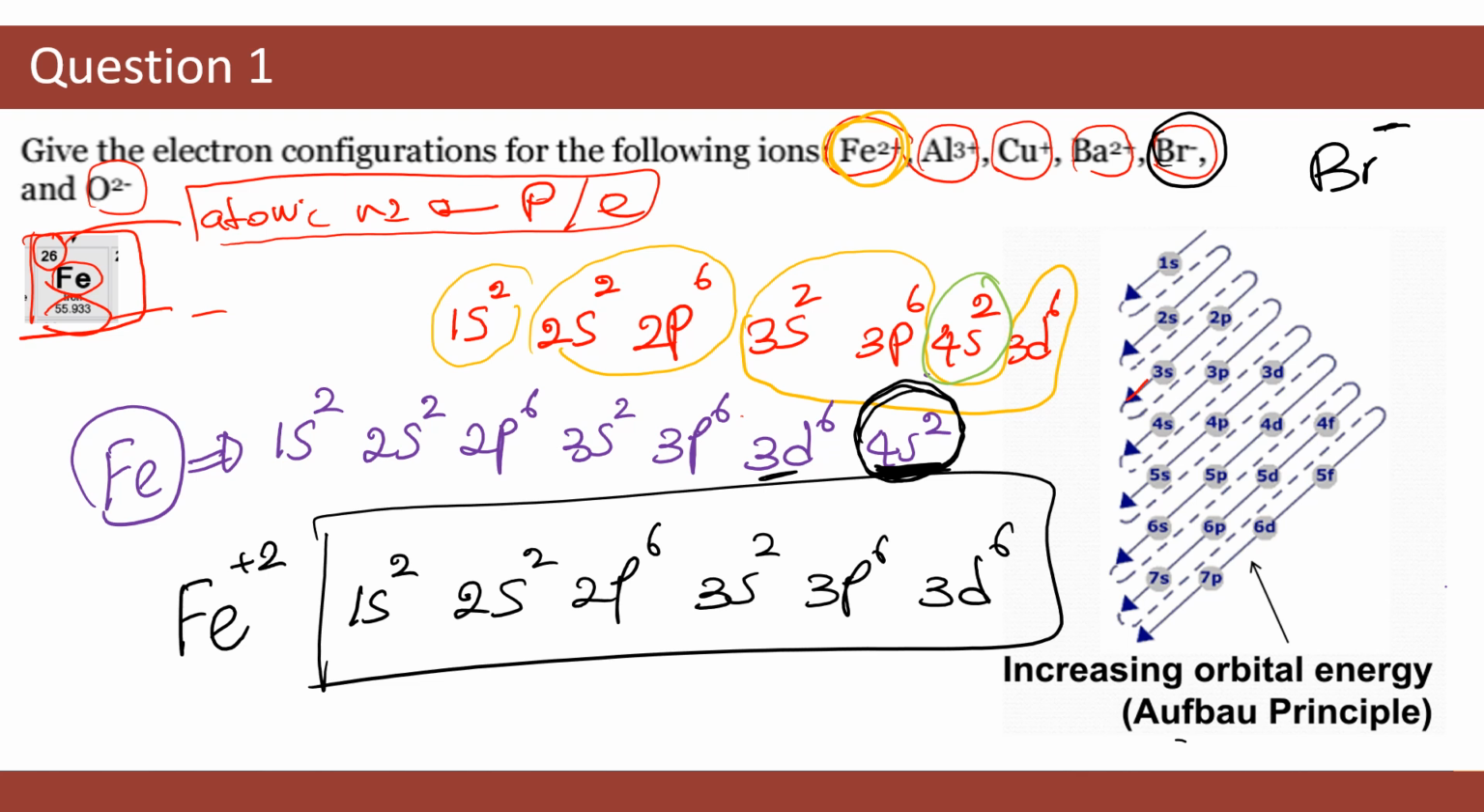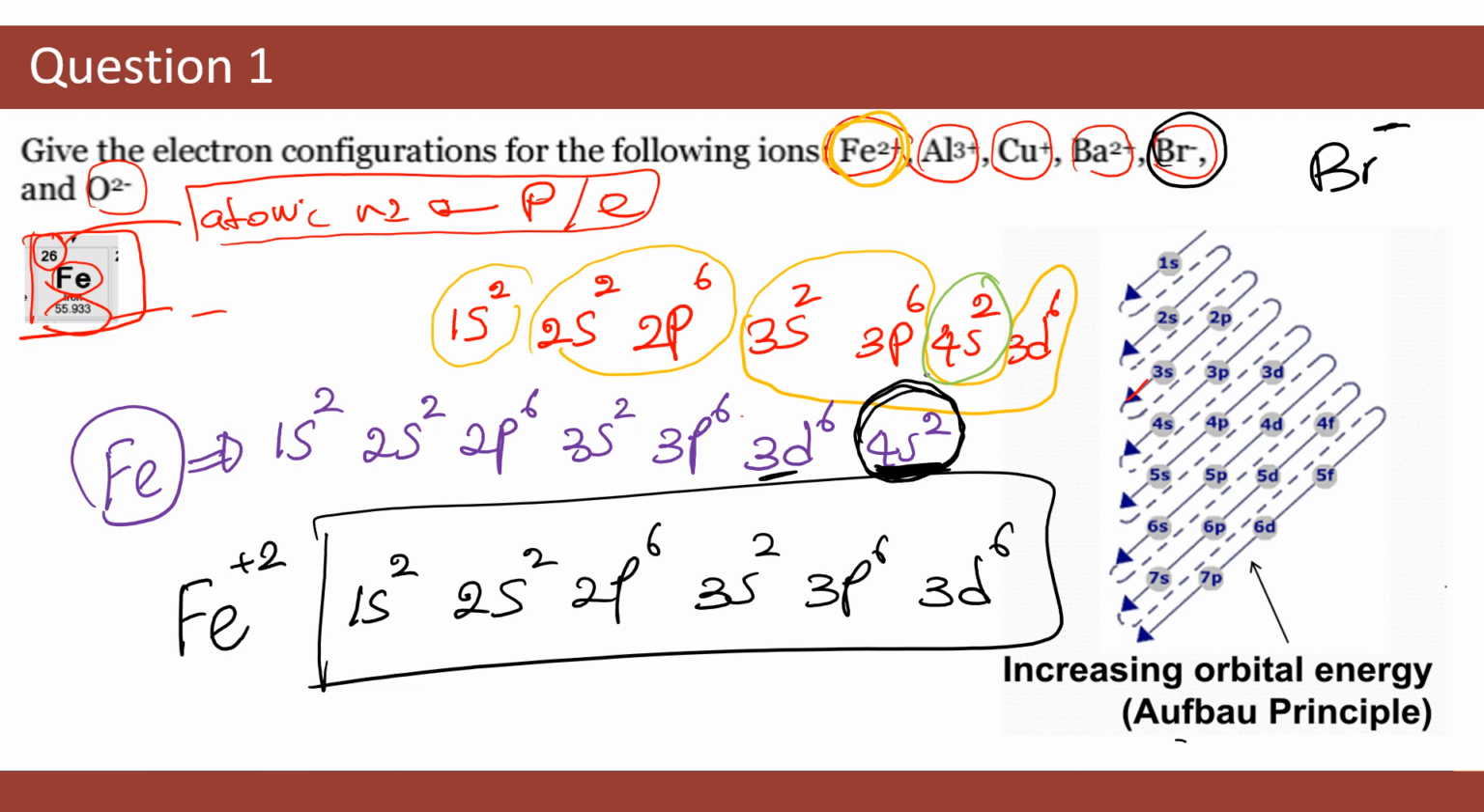Okay, so depending on whether it is a cation. Cation means positive ions, anion means negative ions. Depending on whether we have a cation or an anion, we have to add or remove electrons. Make sense? Any question? No questions?